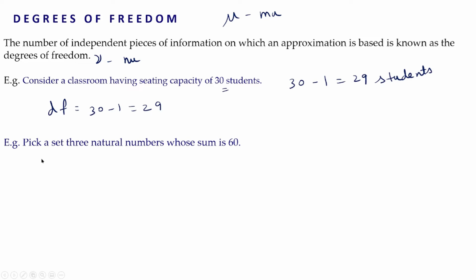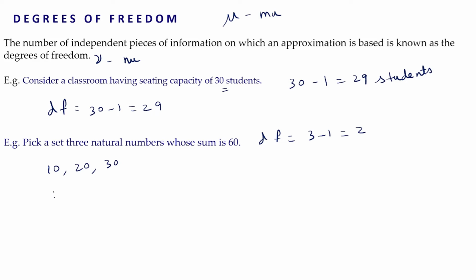Let us take another simpler example. Pick a set of 3 natural numbers whose sum is 60. Here we have to select any 3 natural numbers whose sum is 60. Say, for example, we can select 10 and 20. If we select 10 and 20, the third number that we have to select is 30. Only then will the sum be 60. So here the degrees of freedom is 3 minus 1, which is equal to 2.